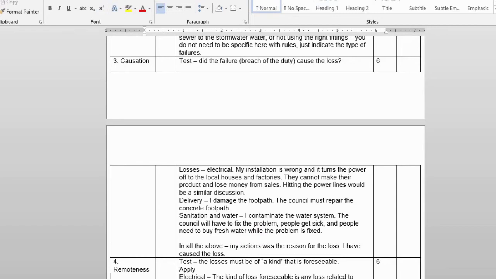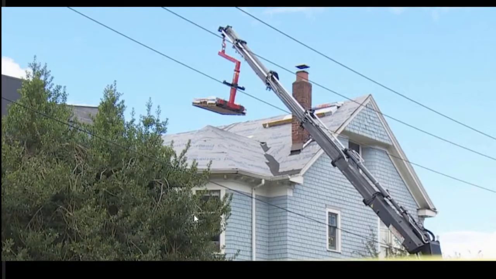Okay, now where we go from here is through to the next step, which is remoteness. Now the problem with this is I've hit the power lines, I've cut the power off to a factory, and the factory's not been able to produce its product, and because of that they don't supply their customers, and their customers cannot supply their customers, and so they lose money and they can't pay the bank back, and the bank loses money.